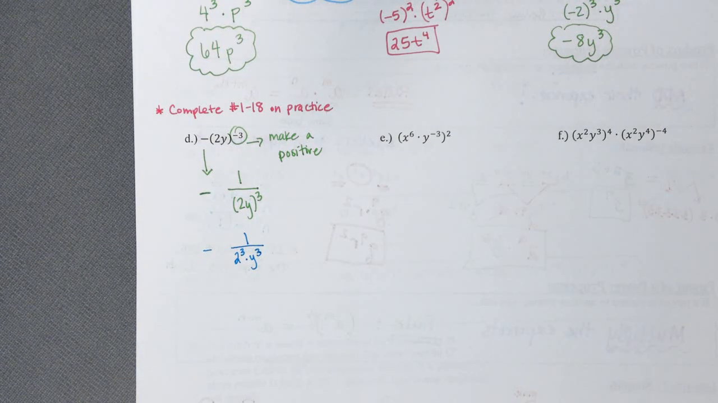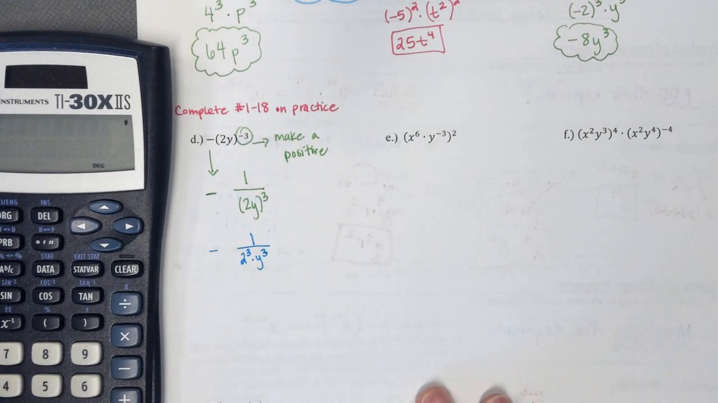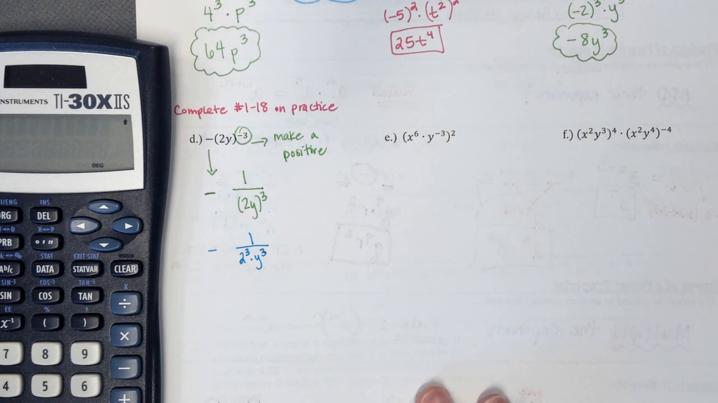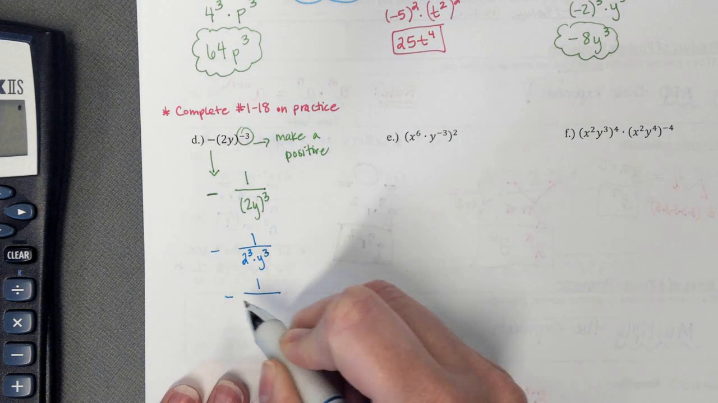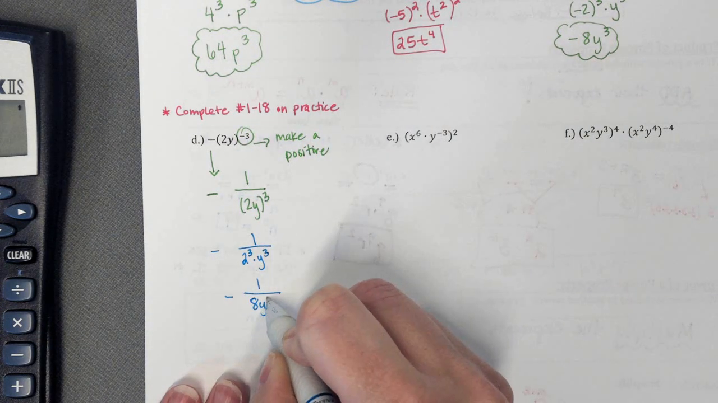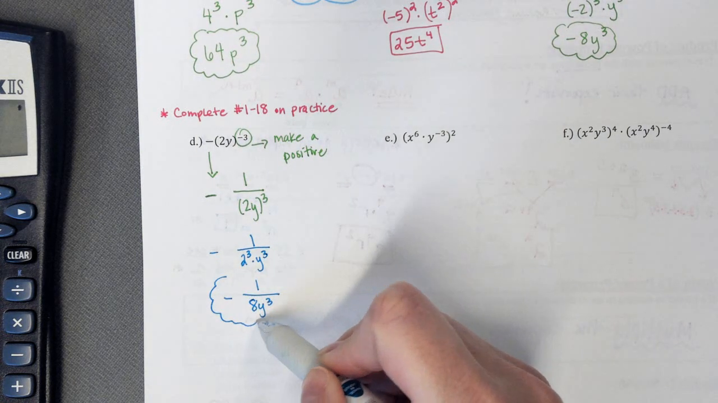Okay, do we know what 2 to the third is? If not, let's calculate it. Okay, it's 2 times 2 times 2. So what's 2 times 2? 4. 4 times 2? 8. So you have 8y cubed. The negative's going to stay in front. This is your final answer.